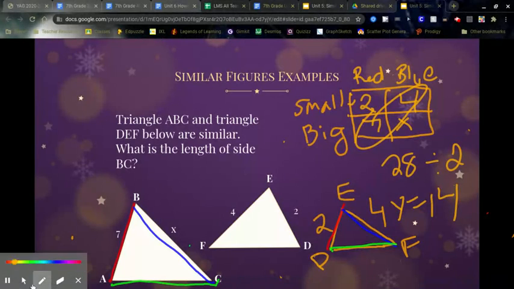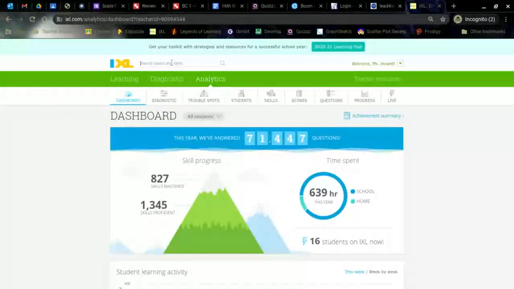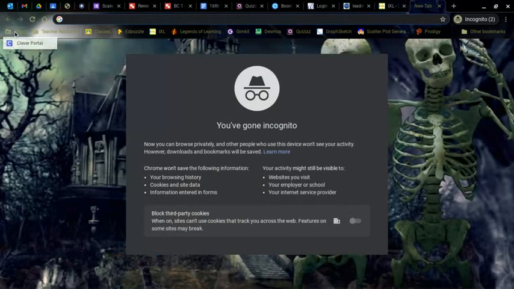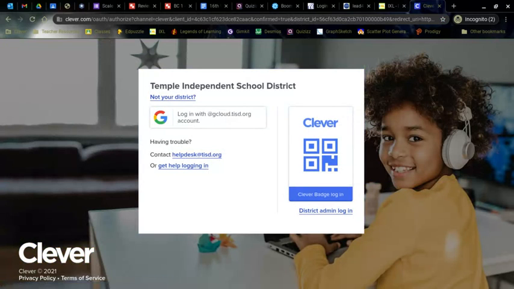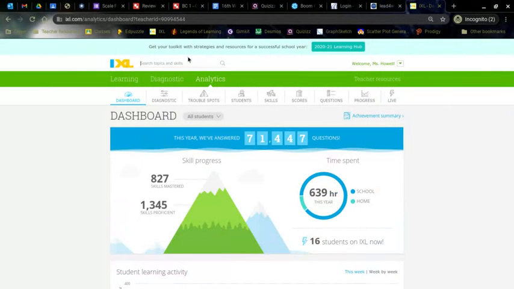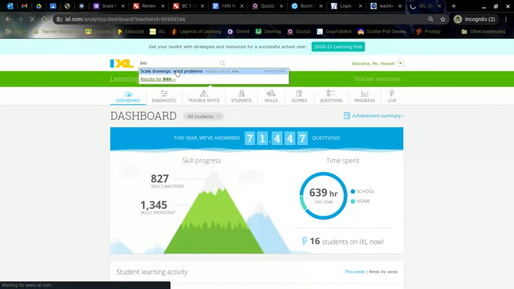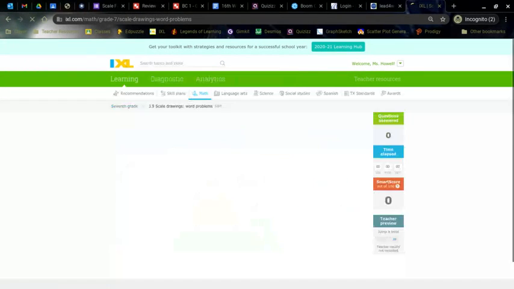Let me minimize this so we can look at your answer. So your work today is on IXL. If you still do not know how to log into IXL, you go through Clever. So if you open up the Clever portal, however you have it, it should log you in and you should be able to get to IXL through Clever. Then I'm going to type in the skill number 8-4H, and that should say scale drawings, word problems. That's the first one you want to do.